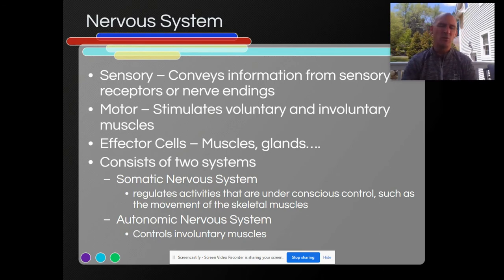This is unconscious control. So unconscious control would be, sorry, I'm recording a video. My family is deciding to come outside.